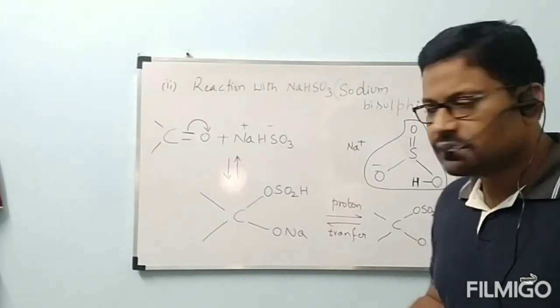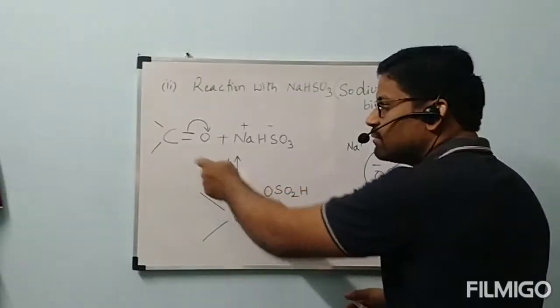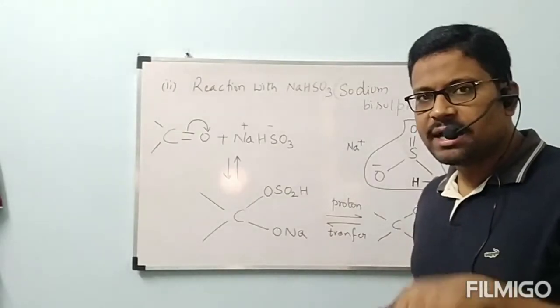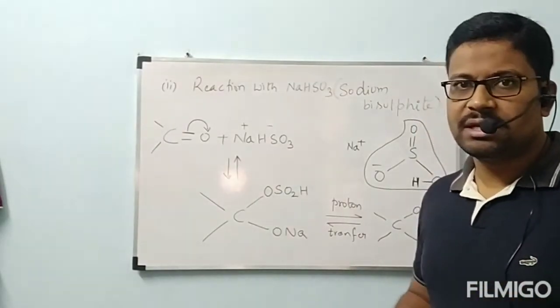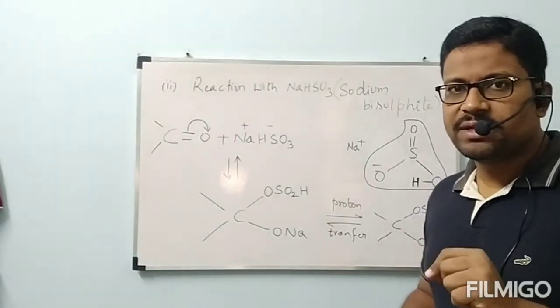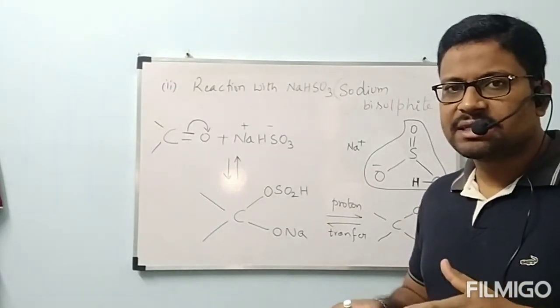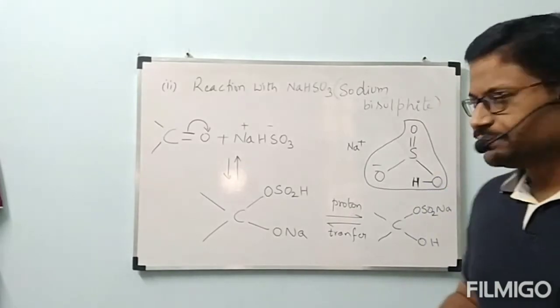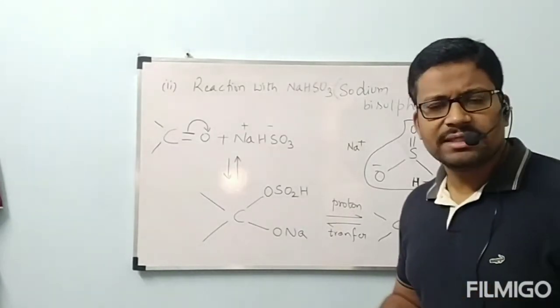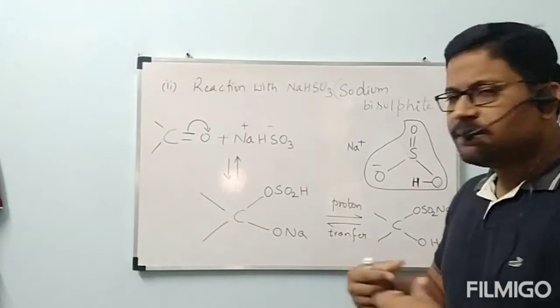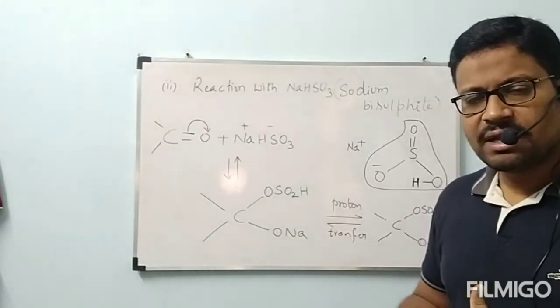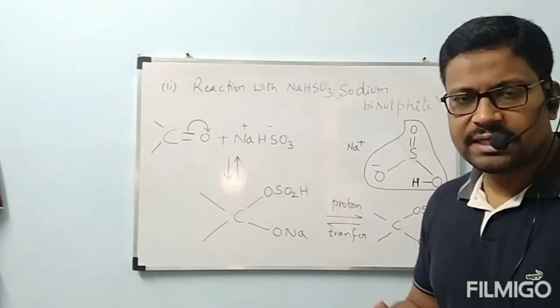Are you able to understand? Once again, if this C double bond O is particularly an aldehyde or ketone, what about the thing here? If the C double bond O is an aldehyde, generally aldehydes are more reactive than ketones. When aldehydes are more reactive than ketones, they will participate in the reaction very fast and will be formed as products easily, correct?